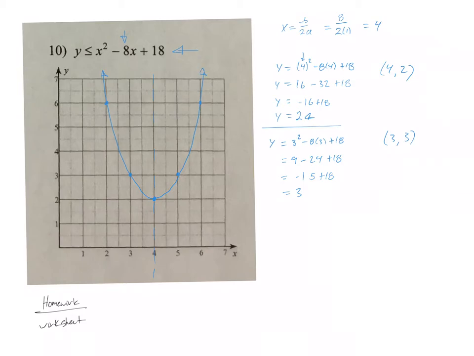A good easy way to check this is to plug in 0. Is 0 less than or equal to 0 squared minus 8 times 0 plus 18? So this is 0, that's 0. So is 0 less than or equal to 18? Yes, it comes out to be a true statement. So then I'm going to want to shade on the side that includes that point. So it's going to be everything out here.